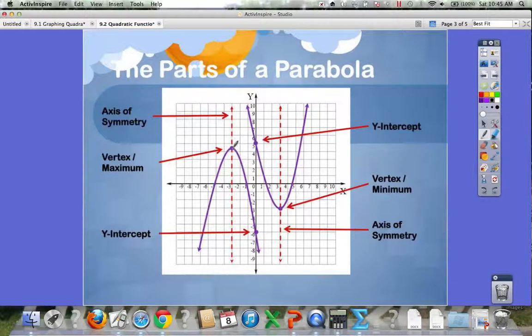Your vertex is going to be the point at either the highest point or the lowest point. If it's the highest point, it's the maximum. If it's the lowest point, it's the minimum. Your y-intercepts are the point where it crosses the y-axis, right here and right here for each one of these. And then you're going to have your x-intercepts that we'll talk about coming up. All right, so this is just a picture of the graphs. And again, that axis of symmetry will not be in your pictures.